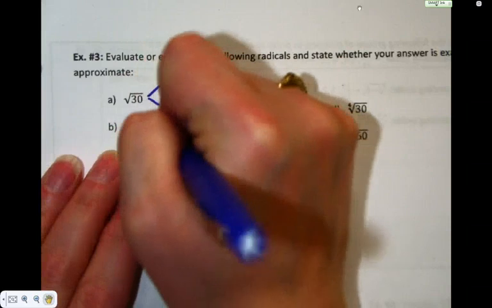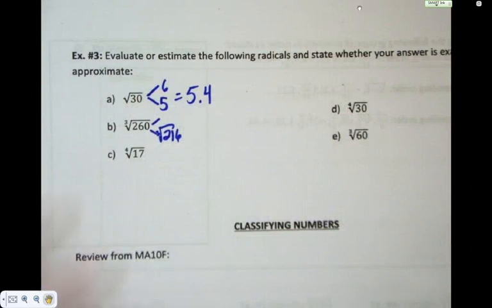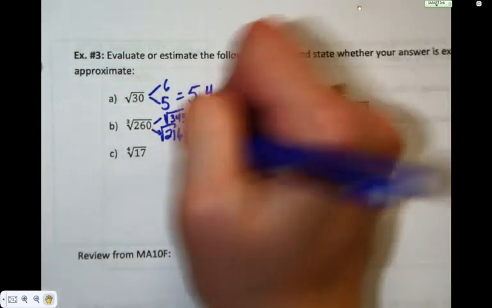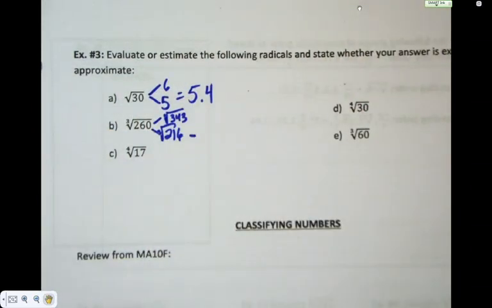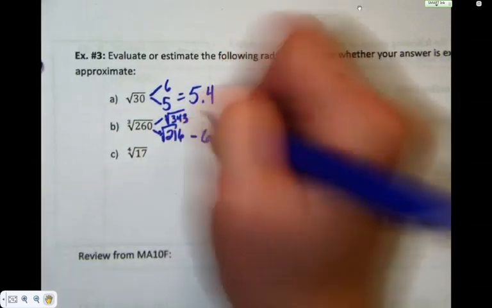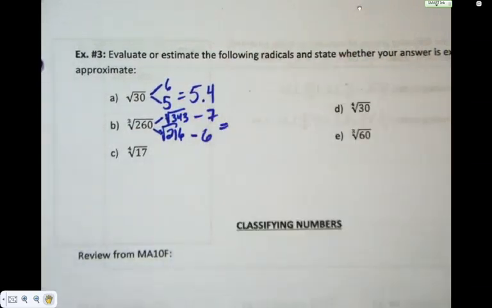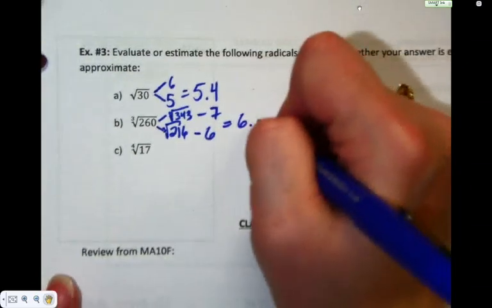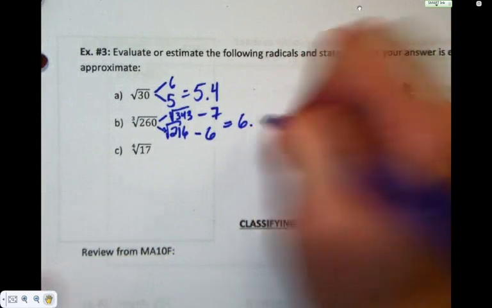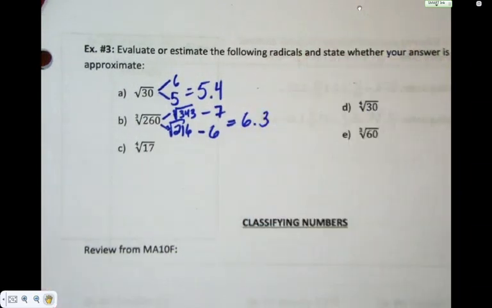216. And what's the closest number that's higher? 343. Cube root of 216 is 6. Cube root of 343, 7. Closer to 216 or closer to 343 or kind of in the middle? Closer to 216, so let's estimate 6.3. I would accept 6.4.